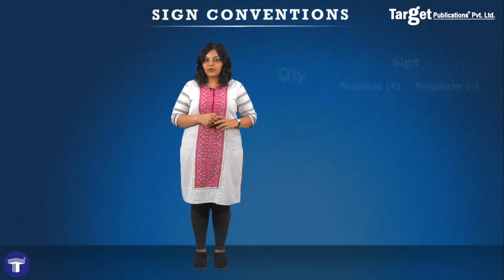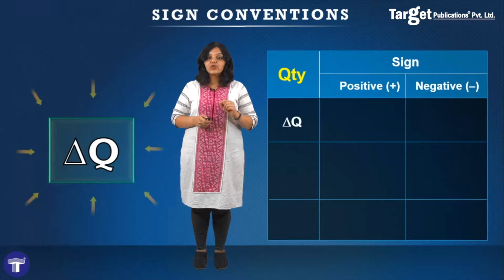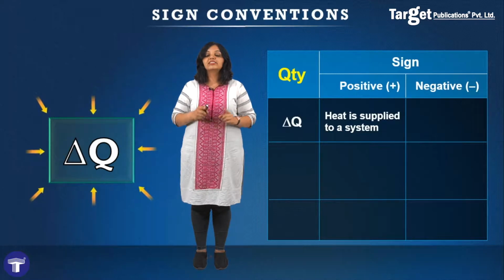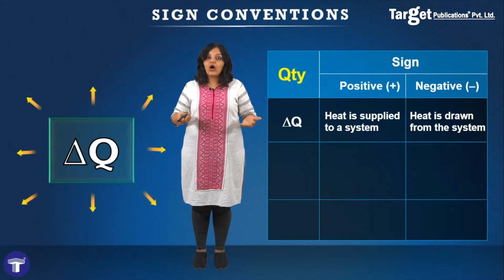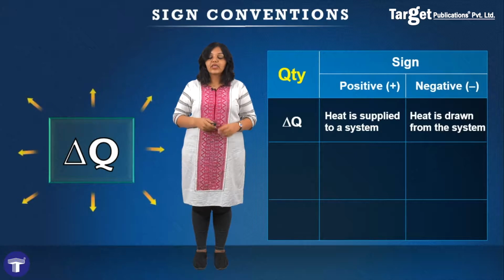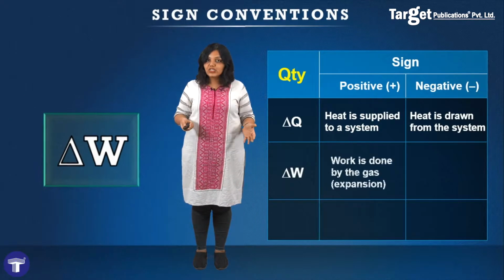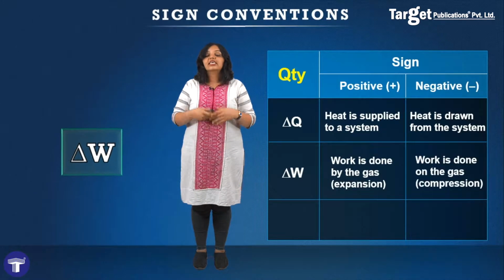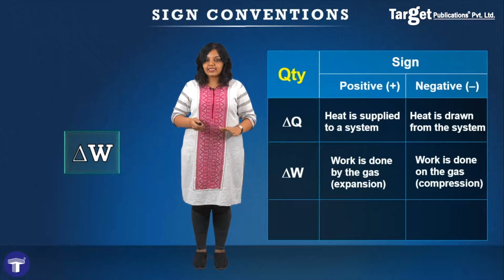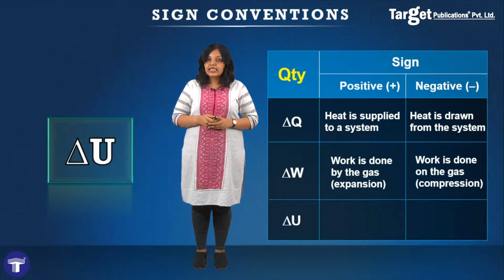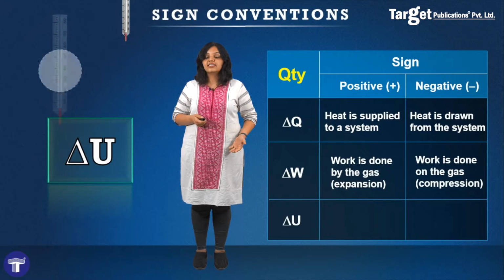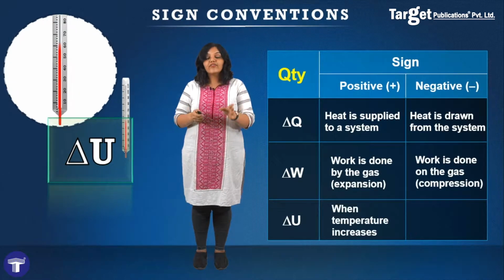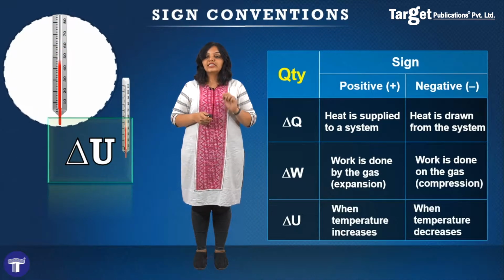Finally, let me give you some sign conventions when you are trying to use the first law of thermodynamics. If heat is supplied to a system, then in such a case, delta Q is said to be positive. However, if heat is drawn from the system, delta Q is negative. If the system is undergoing an expansion, then delta W is positive. However, if the system is compressed, delta W is said to be negative. Finally, if there is an increase in temperature, then the internal energy increases and therefore delta U is positive. However, if the temperature is dropping, then delta U is negative because the temperature decreases and so does the internal energy.